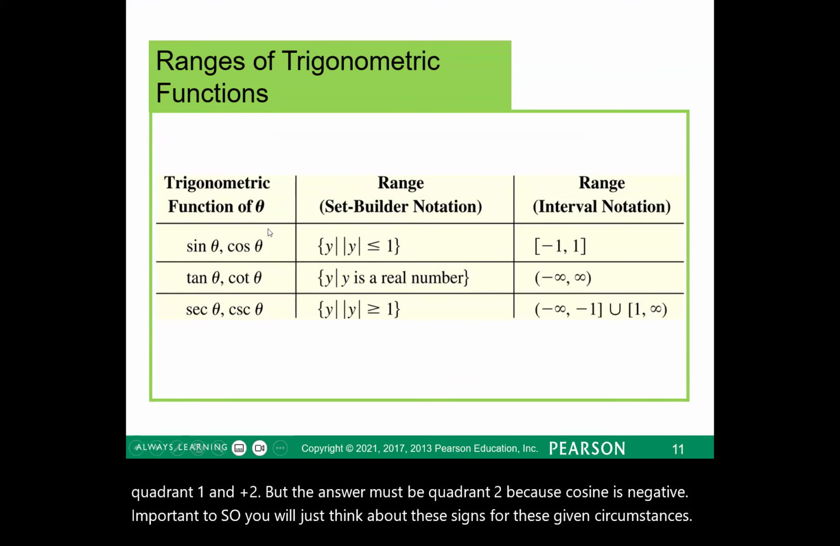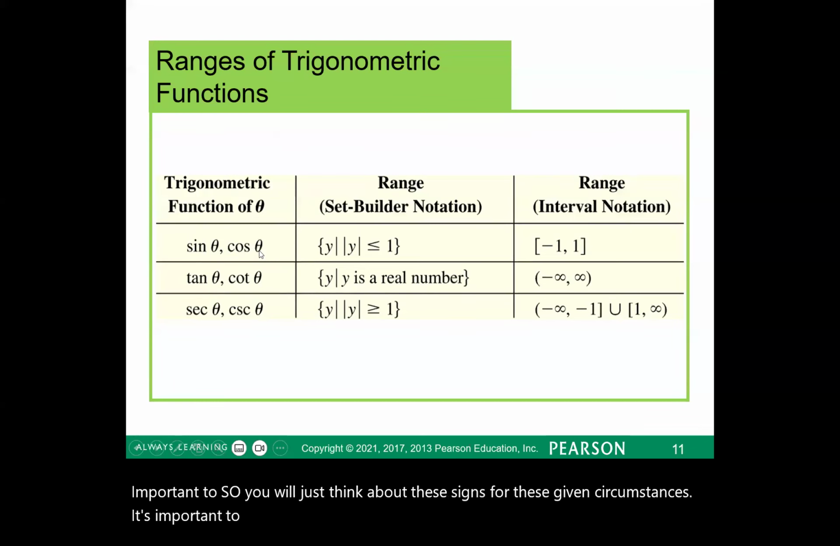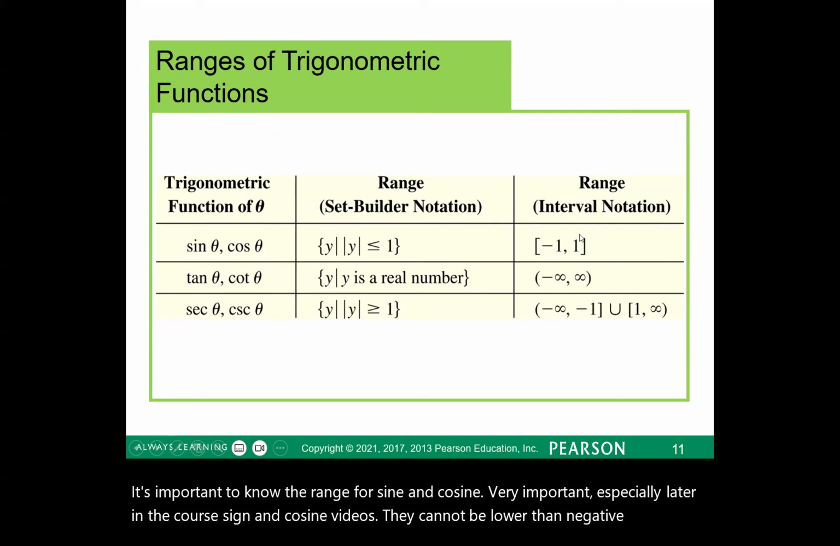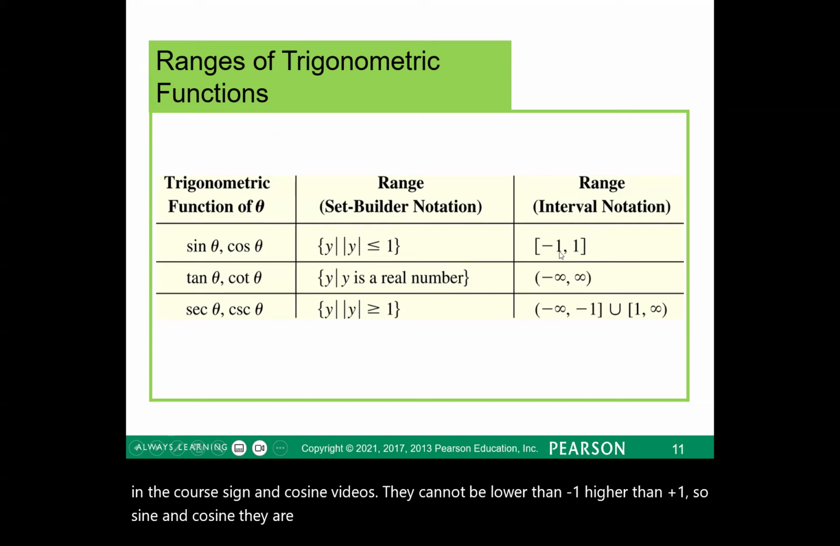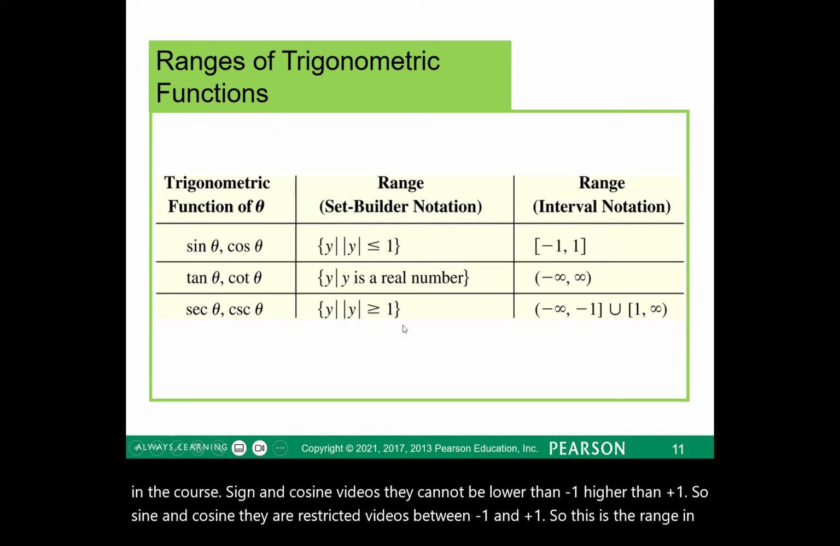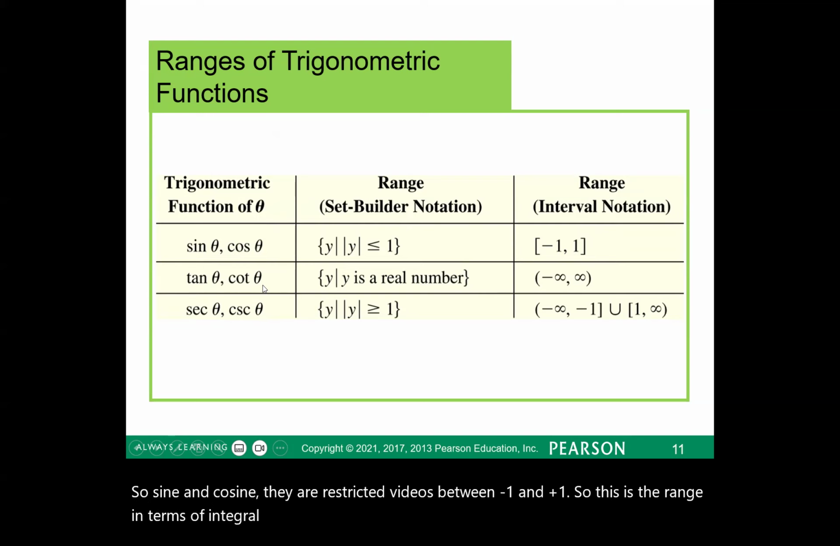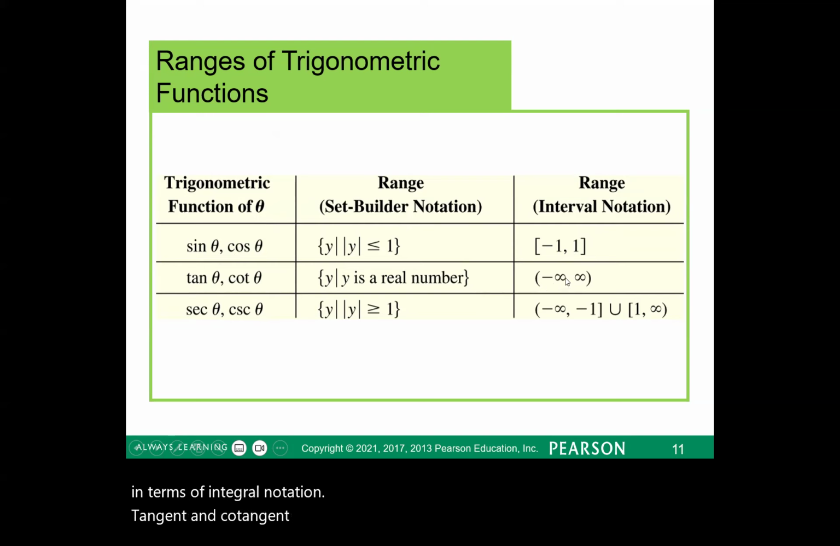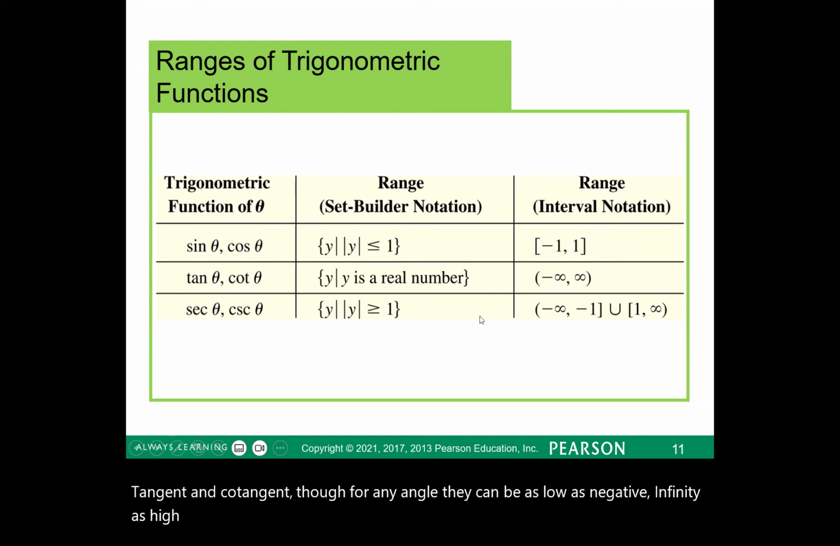It's important to know the range for sine and cosine, very important, especially later in the course. Sine and cosine values cannot be lower than -1 or higher than +1. So sine and cosine are restricted to values between -1 and +1. This is the range in interval notation. Tangent and cotangent, though, for any angle, can be as low as -infinity and as high as +infinity.